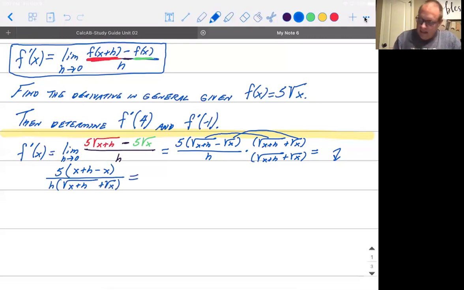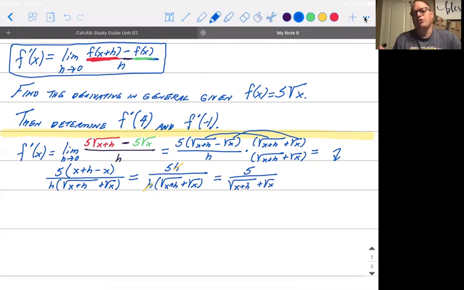Now, that'll clean up a little bit. The x's in the numerator disappear. X minus x is 0. So this becomes 5h over h times the square root of x plus h plus the square root of x. And because I'm dealing with multiplication, these h's, h divided by h becomes 1. So therefore, I have 5 over the square root of x plus h plus the square root of x.